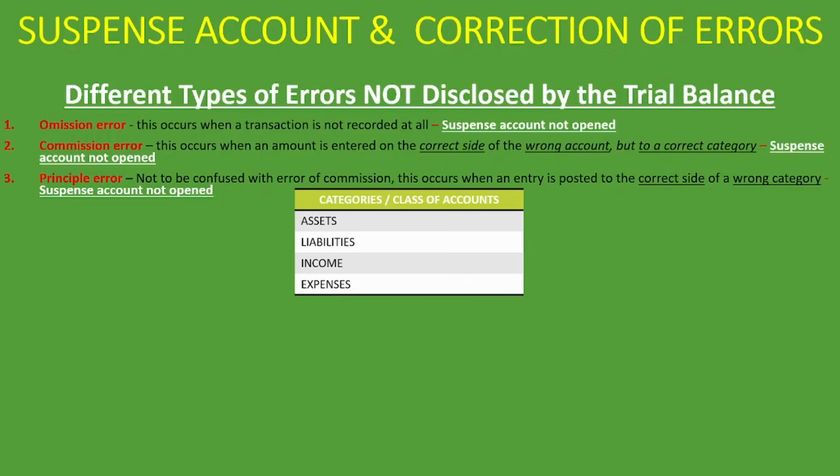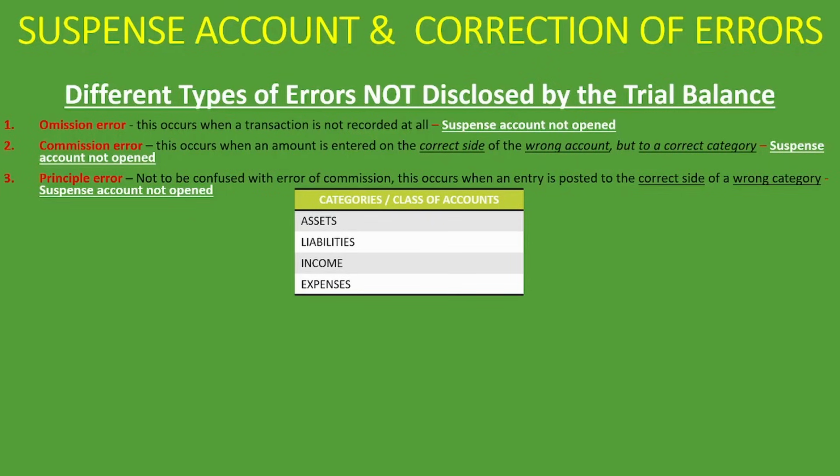So what has happened here? Well, we are still within the correct category because equipment and vehicle are both assets. So you just switched one for the other. You recorded to the correct side, meaning you debited the asset, but the wrong account. But it's also to a correct category because both equipment and vehicles are assets. What does that mean? Commission error or principal error? Well, if it's a correct category, you have a commission error, or the error of commission. Very important for you to understand this and to know what account falls where. That is the difference between the error of commission and the error of principal.